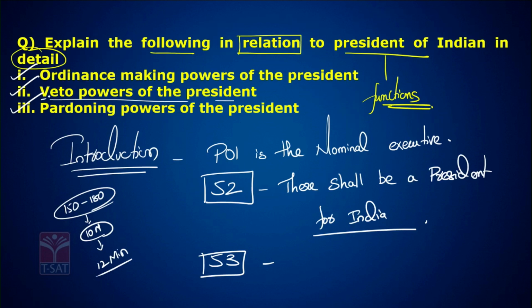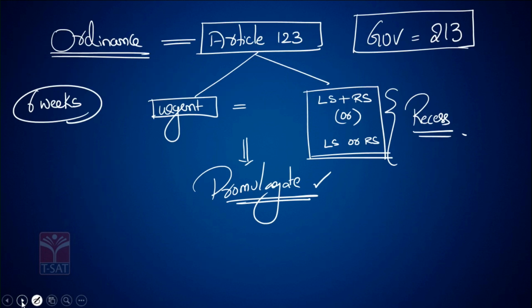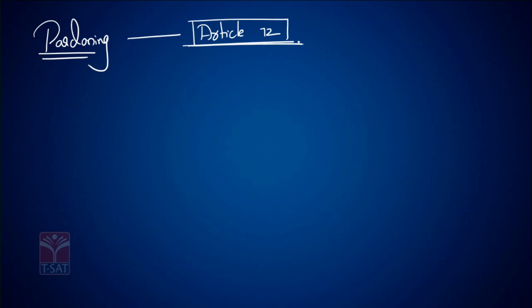And the third one is pardoning powers of the President of India. Article 72 of the Constitution deals with pardoning powers of the President. Governor pardoning powers are discussed in Article 161.